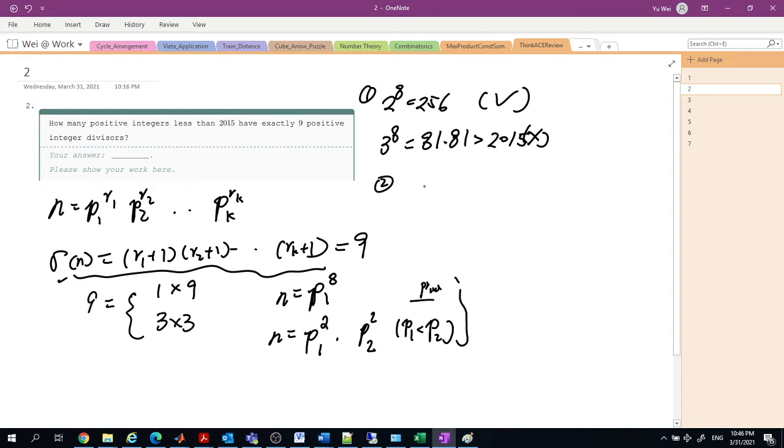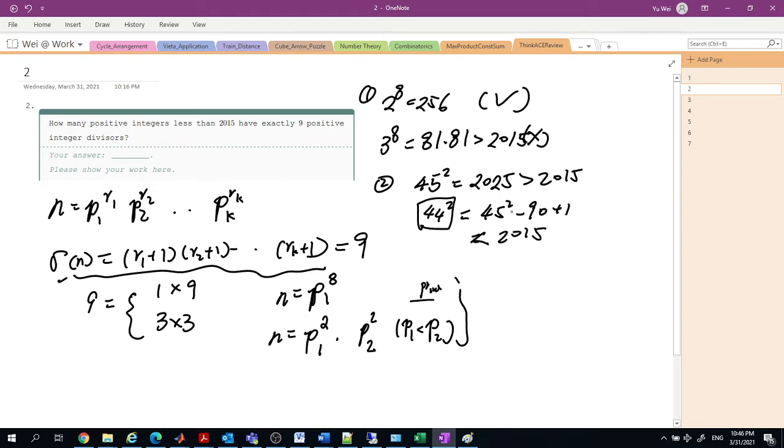Then for type 2, it is two factors multiplied together. We know 45 squared is 2025, which is greater than 2015. Then 44 squared is 45 squared minus 90 plus 1, which is less than 2015. So 44 squared is what we need. Now we can list it.